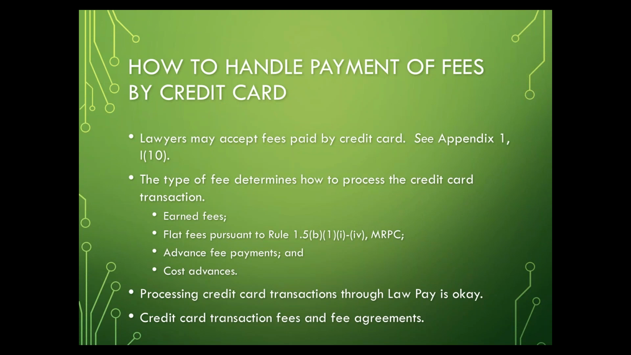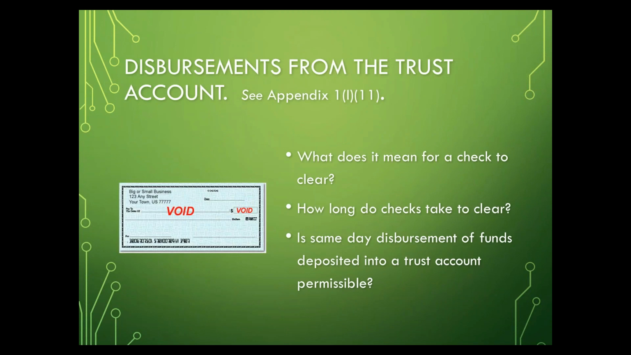You also need to make sure that you're holding any cost advances from credit card payments. You're putting those into your trust. And that can get complicated too, where you're processing one credit card transaction for a retainer and costs. So if the client's paying you like a $5,000 retainer and then $500 in cost, and you run that as one credit card transaction, you might have a fee agreement, like I cited to you earlier, Rule 1.5(b)(1), where you do not have to put that advance fee payment into your trust account. So that properly stays in your business account.